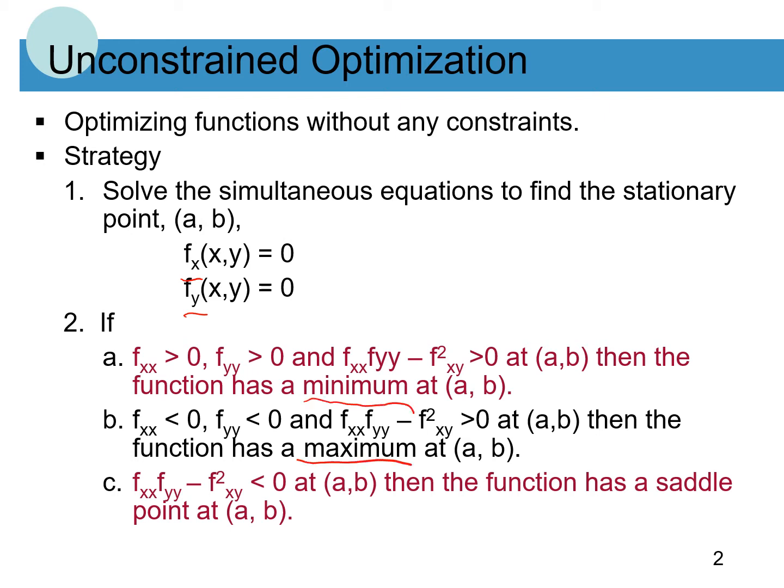Then if fxx times fyy minus fxy squared is less than 0 at (a, b), then the function has a saddle point at the point (a, b).